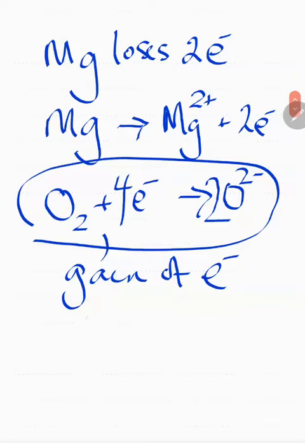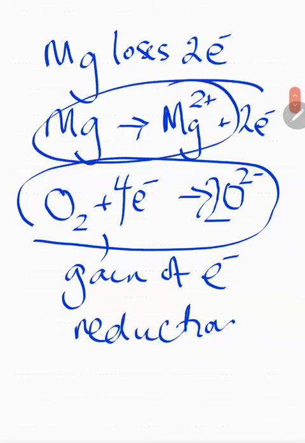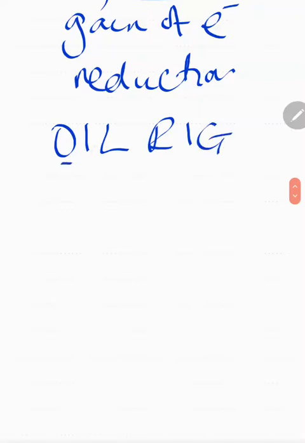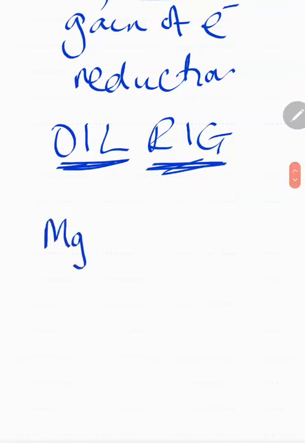So this is reduction. And this is loss of electrons, so it's oxidation. So the first thing is OIL RIG. Oxidation is loss of electrons, reduction is gain of electrons. So magnesium lost 2 electrons.